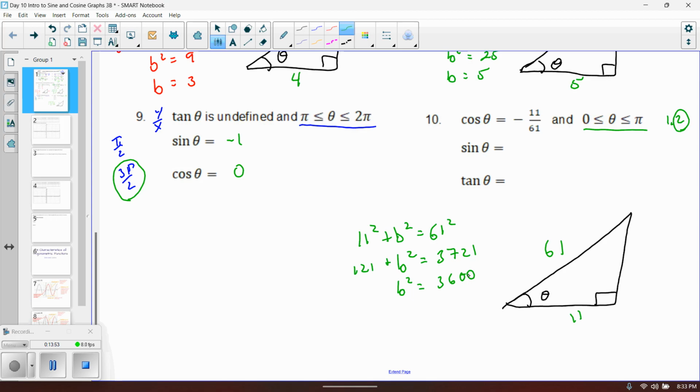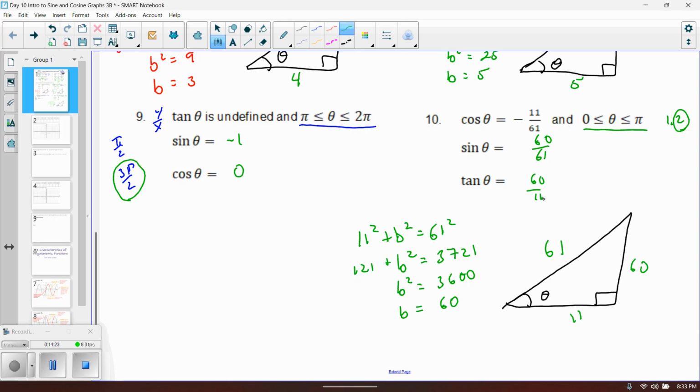This actually works out very nicely. The square root of b squared is b. The square root of 3,600 is 60. So that's our missing side. Now we can very easily do the sine and the tangent. Sine is opposite over hypotenuse, so that is 60 over 61. In quadrant 2, sine is positive, so we leave it like that. Tangent is opposite over adjacent, 60 over 11.